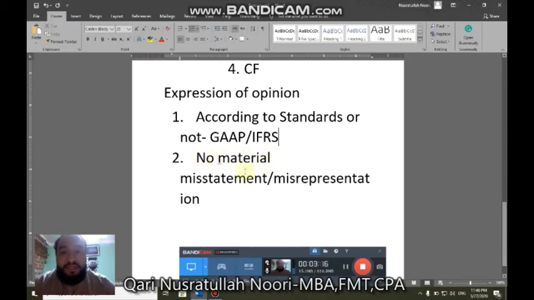material mistake. I mean, he wants to make sure that the accountant or the finance manager has not misrepresented, right? There is no material misstatement. What does that mean? It means there are no arithmetical mistakes.